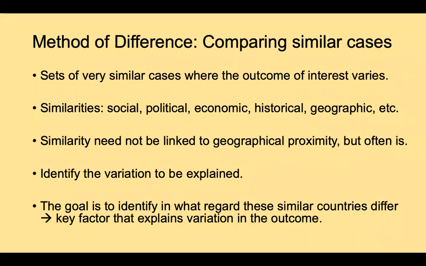You identify the variation to be explained between the two cases, and then the goal is to figure out, in what regard are these similar countries different? And then that is the key factor that we identify as explaining the variation in the outcome, right? So we're picking out very similar countries with different outcomes and then trying to find what it is that differentiates those countries that could have explained that variation in the outcome. We're looking for that puzzle piece that differentiates the two sides.